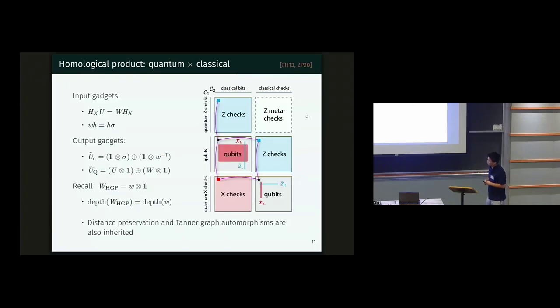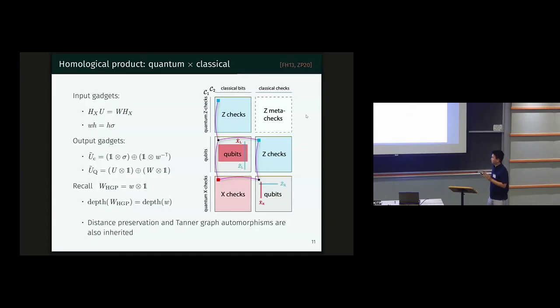And the tensor product structure is nice because, remember that W in general is the circuit we might have to run. But because of the tensor product structure, the depth of the gadget is equal to the depth of the input gadget. And so if you input a constant depth gadget, you would also have a constant depth gadget on the product code. And then lastly, I'll also say, if you had a distance preserving gadget like before, you would also get another distance preserving gadget. I'll just state that without proof for the sake of time.